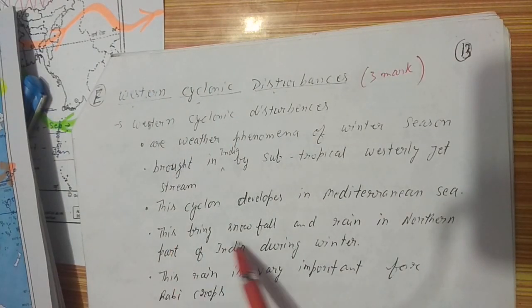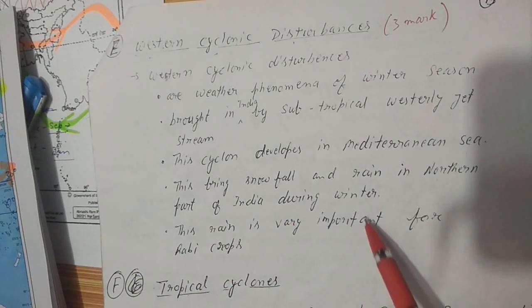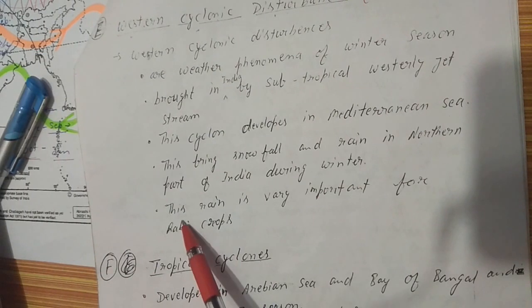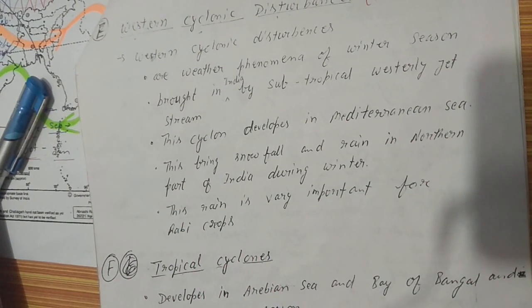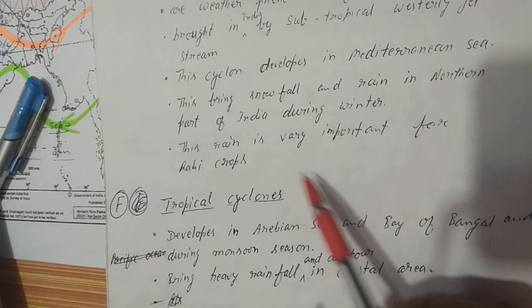Now this brings snowfall and rain in northern part of India during winter. This brings rainfall and snowfall in the northern part of India. Okay, this rain is very important for the rabi crop. So gehu is a rabi crop, wheat is a rabi crop.